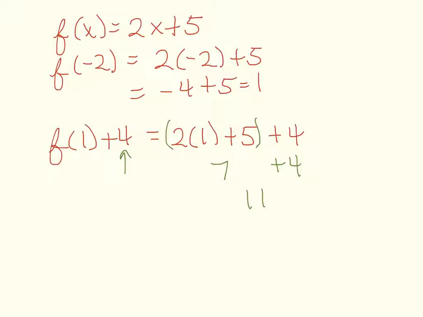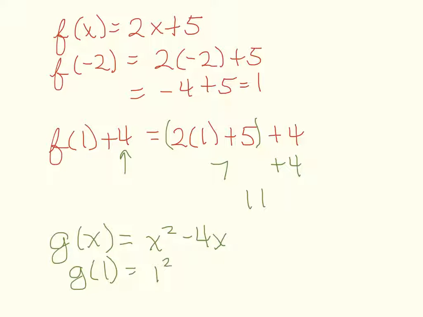Functions don't always have to be f of something. Sometimes they can be g of something. We can say that our function is g of x, and g of x is equal to x squared minus 4x. But it would be done the same way. If I said, if g of x is this, find g of 1, I would just replace x with 1, and I would get 1 minus 4, and that's negative 3. So it doesn't matter if it's f of x or g of x, you do it exactly the same way.